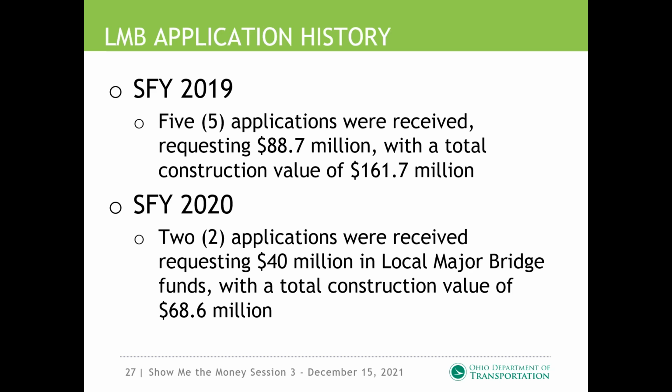And they were requesting $40 million in local major bridge funds with a total construction value of $68.6 million. That 68.6 is a little misleading because one of those applicants was the city of Cincinnati with the Western Hills Viaduct. And as you guys know, or may not know, that bridge for the work is going to be well over $300 million, but the city and the county in conjunction had decided to phase it, so they were only including that cost of that phase. We did award to the city of Cincinnati $20 million that year for the Western Hills Viaduct work.